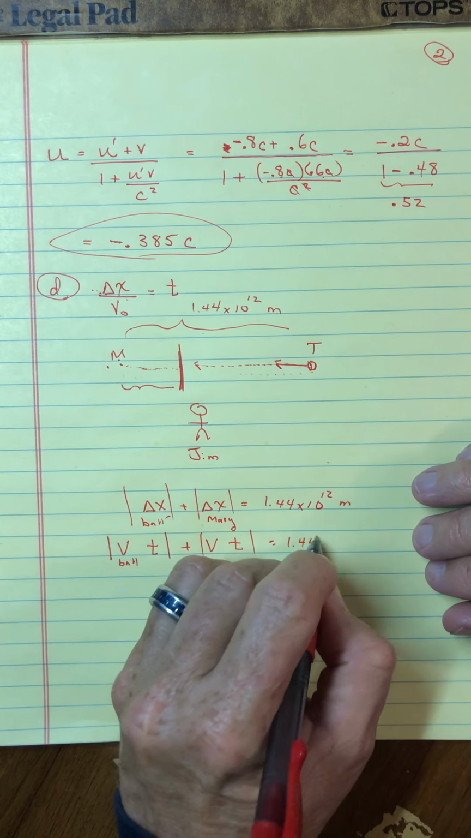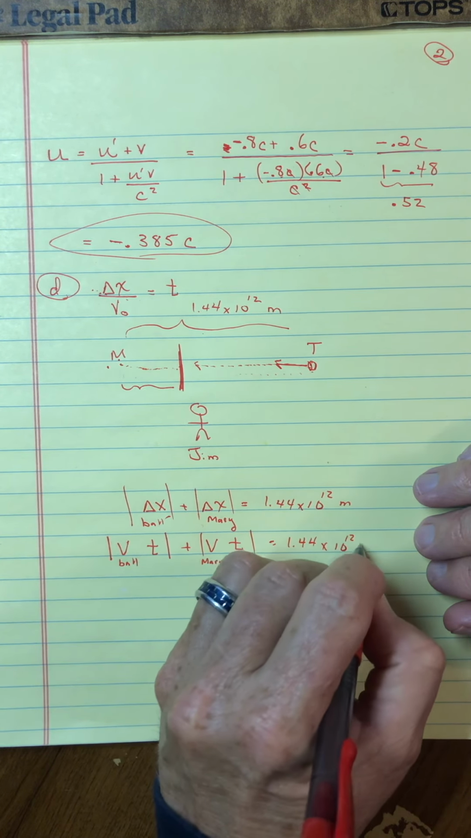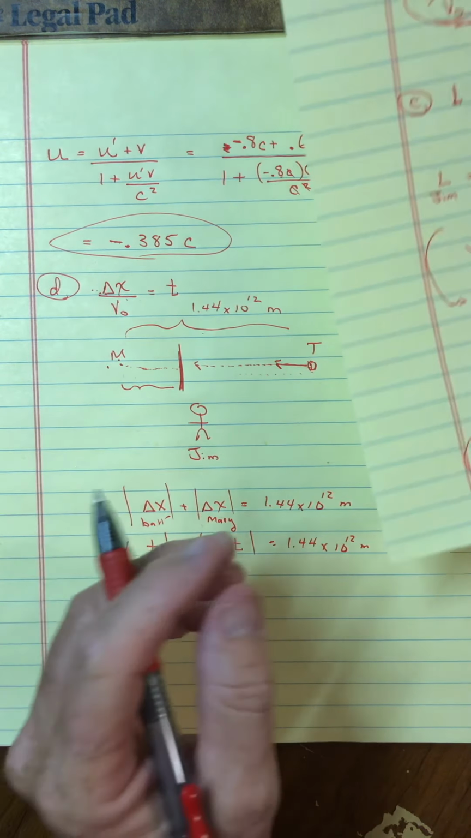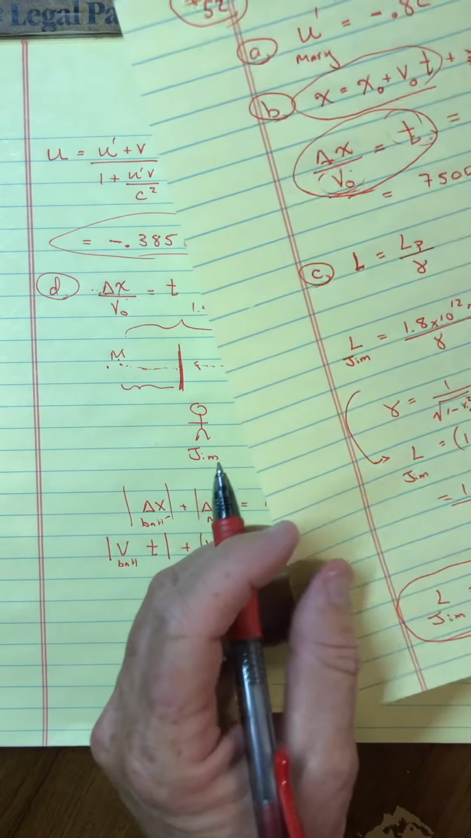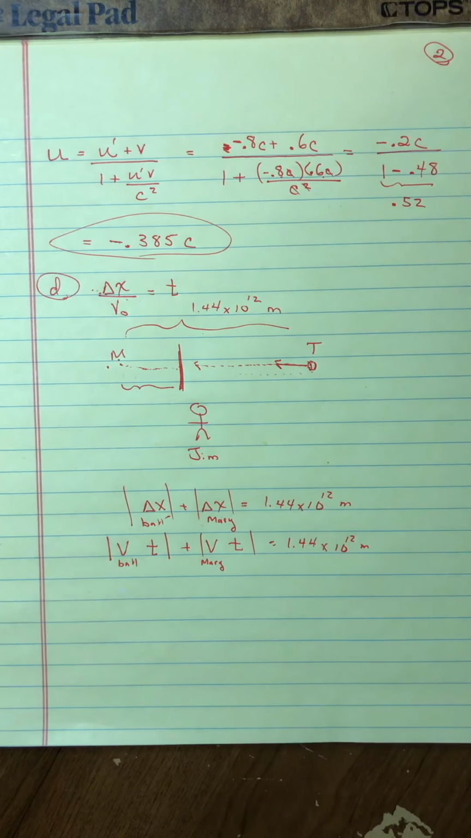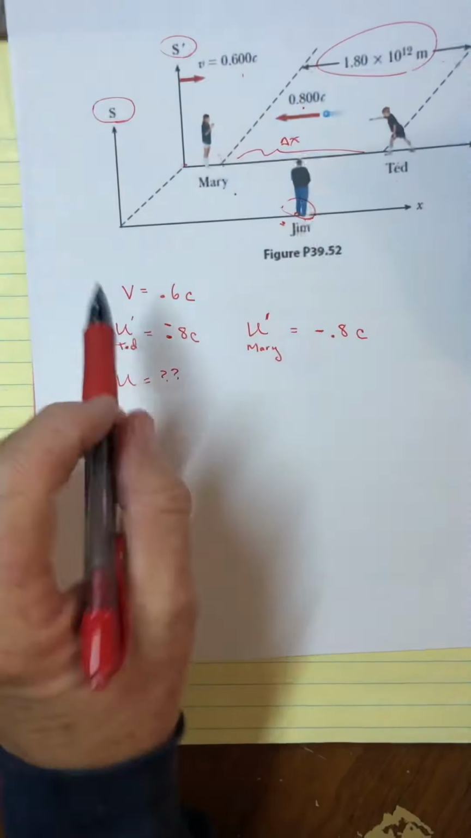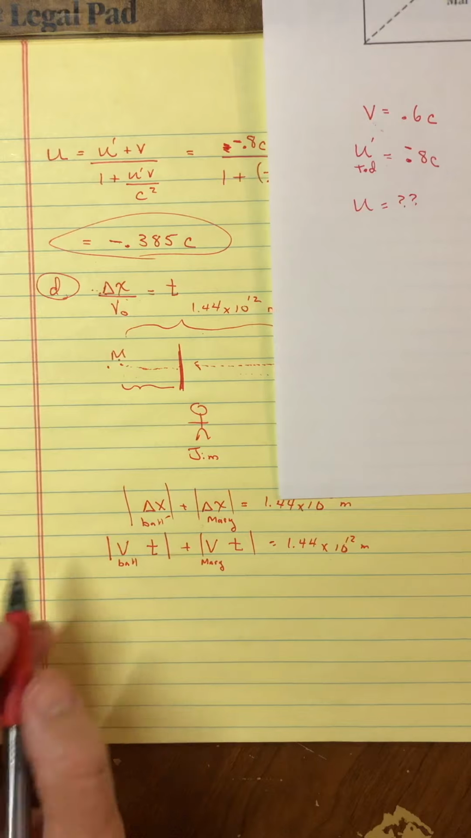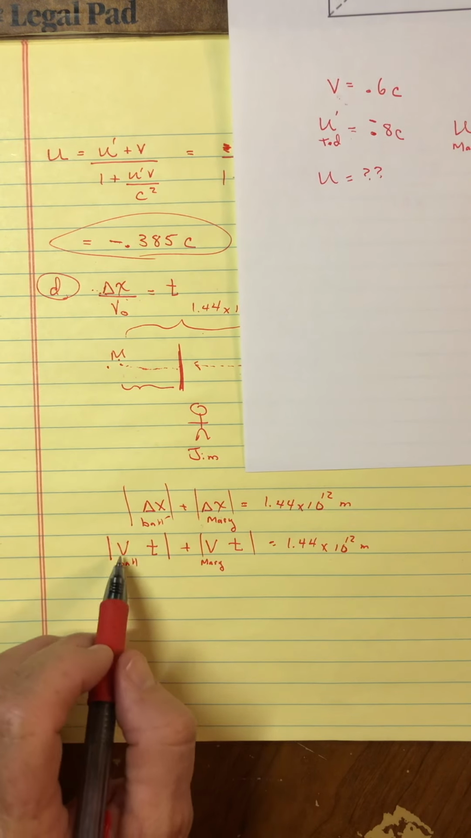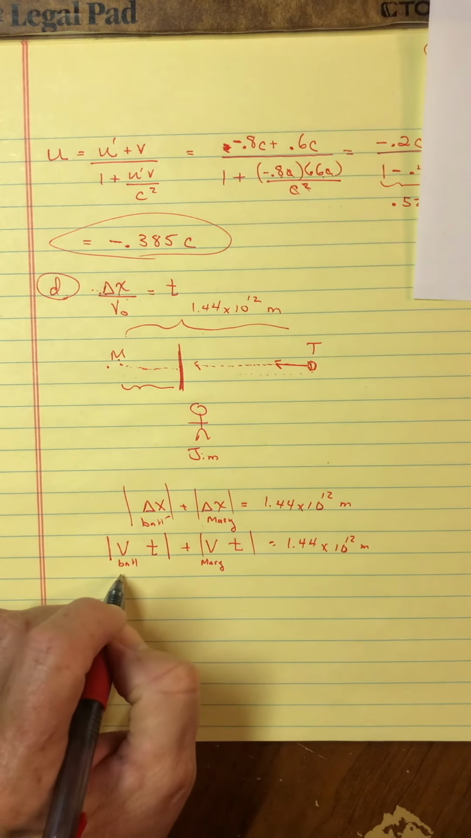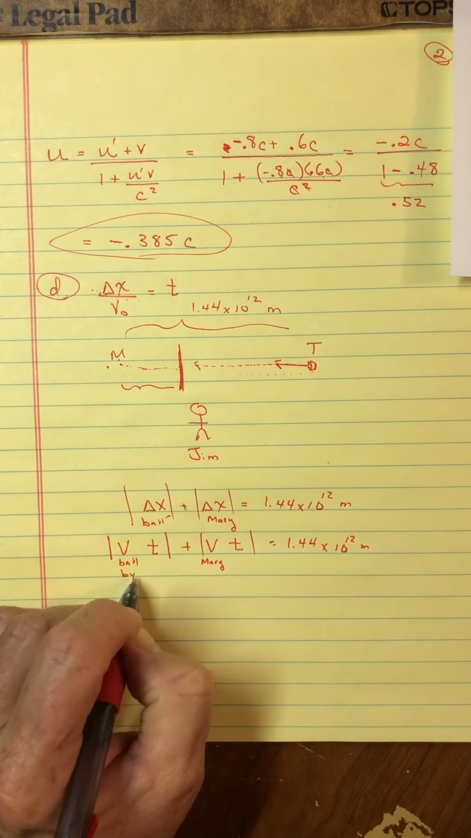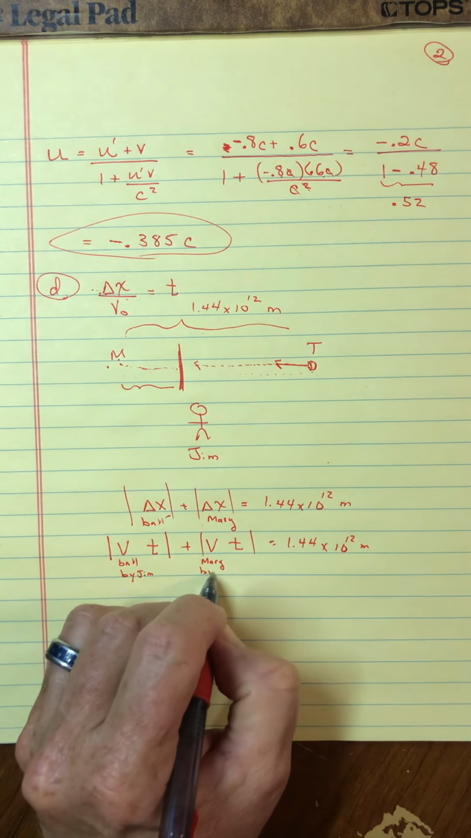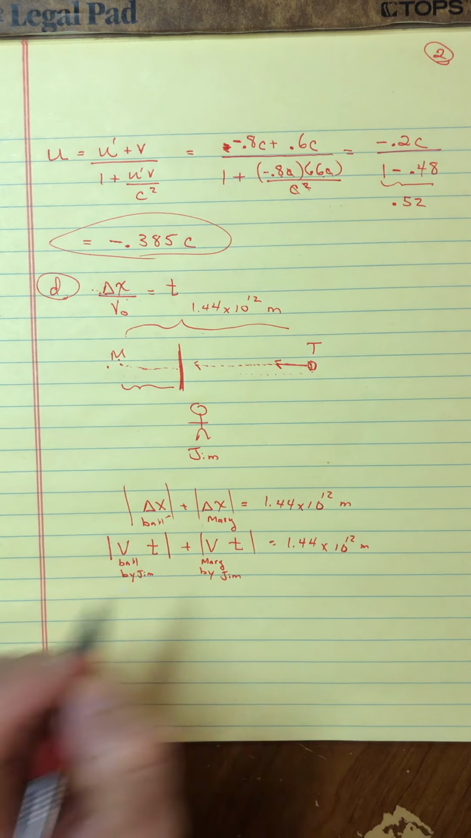Now, maybe I shouldn't have used V's for each of those, because you might confuse that V with the V that we set up. That this is this V, and that's not what I mean by these V's. I mean, this is the velocity of the ball as seen by, so maybe I should put here ball as seen by Jim, velocity of Mary as seen by Jim.